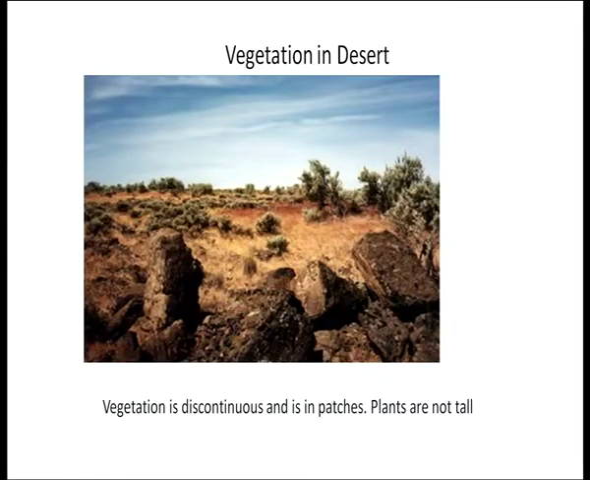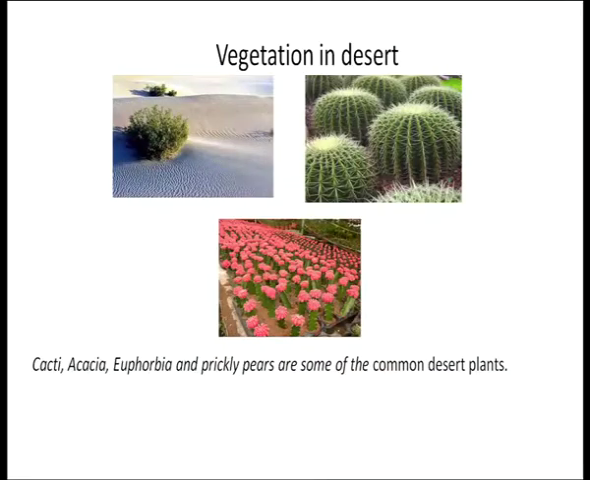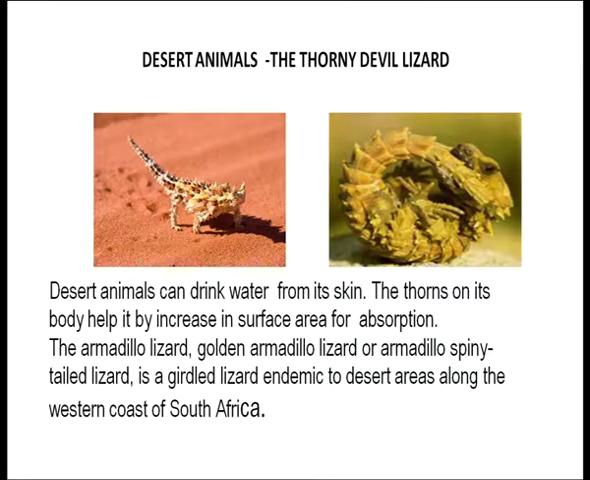These are some of the desert plants. The vegetation is very scarce and you can see lots of rocks in between. These are some of the common desert plants, the cacti, acacia, euphorbia, prickly pear, etc. The desert animals can drink water through their skin. The thorns on their body help them by increasing the surface area for absorption.